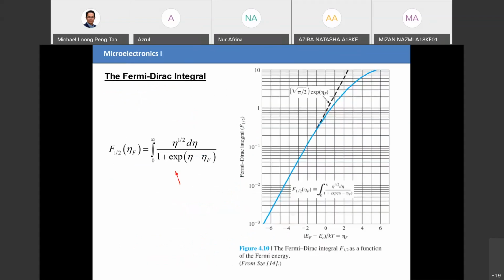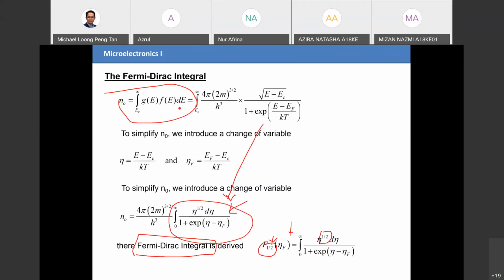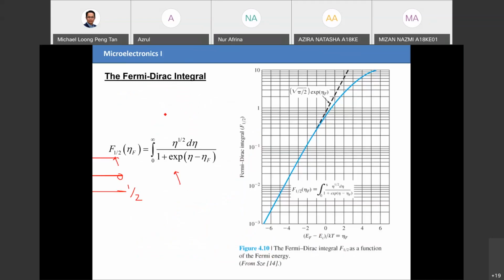Okay. Is there any order other than half? Yes, there is order 0, there's order negative half, there are order 3/2, there are many. But for NO and PO, for the 3D material, if you're going to solve this thing, you are getting half. Okay, when are we going to use 0 and negative half? Well, in the next semester, you'll be learning that if you take my other subject. Okay, so for here half is good enough.